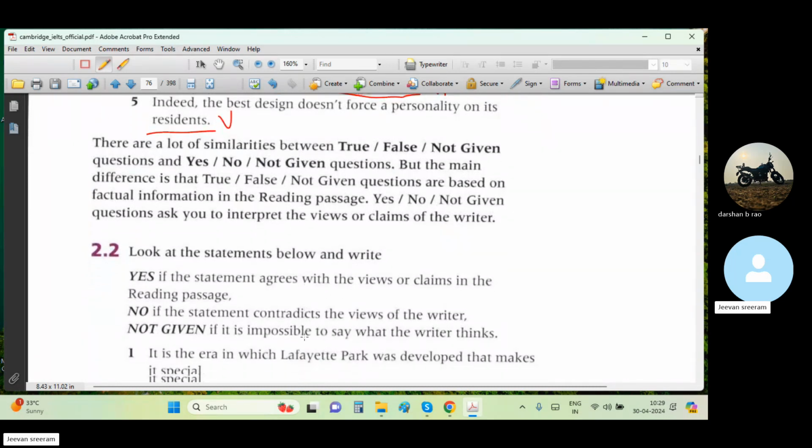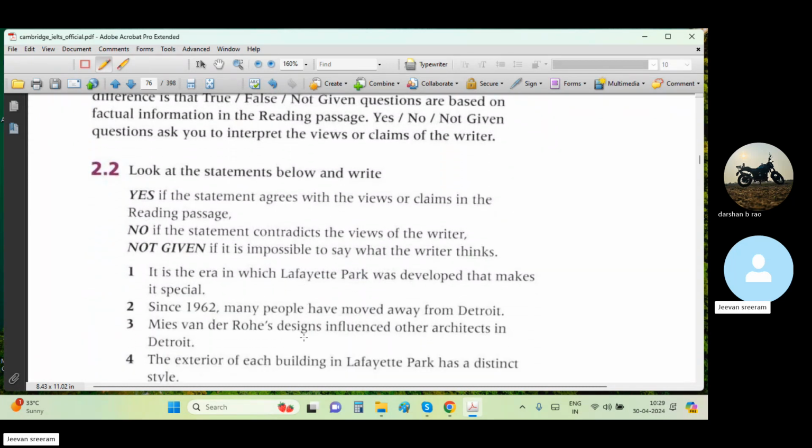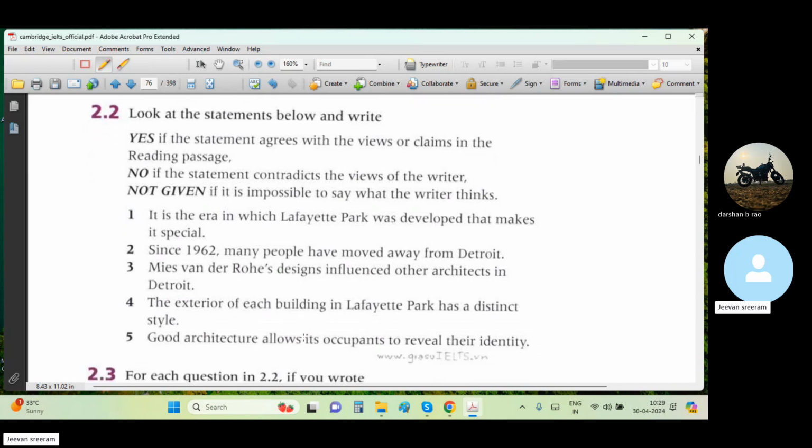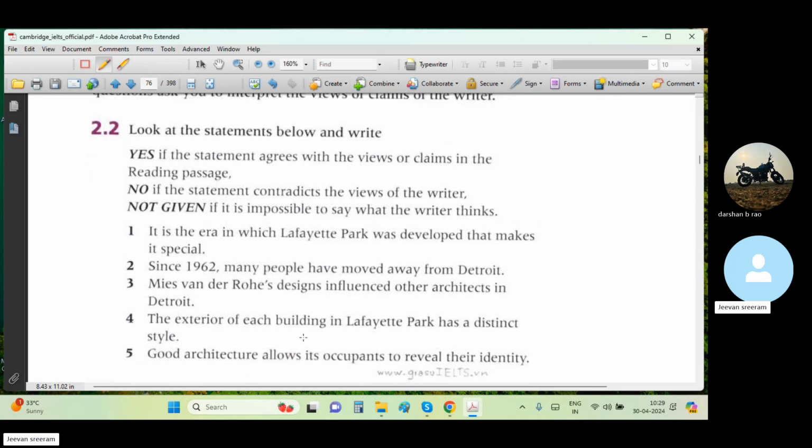Now these are the questionnaires. These are the questions. A yes, no, not given questionnaire can be seen in your real examination. As you have understood the passage, please observe these five sentences once again. You might have already attempted them, but please attempt this questionnaire once again, with better clarity as we have understood the whole passage.